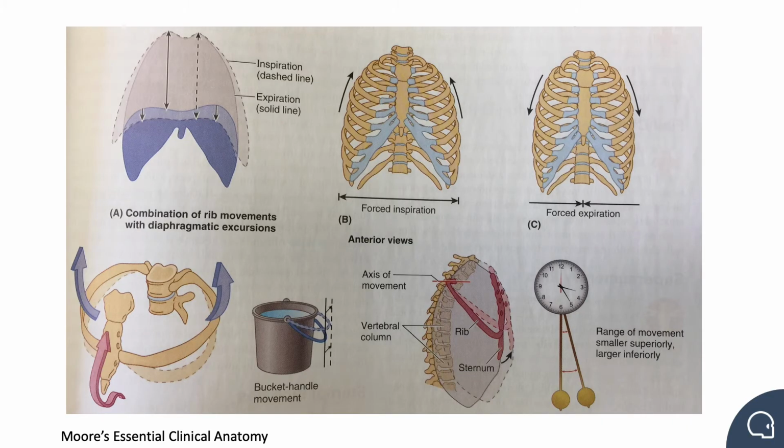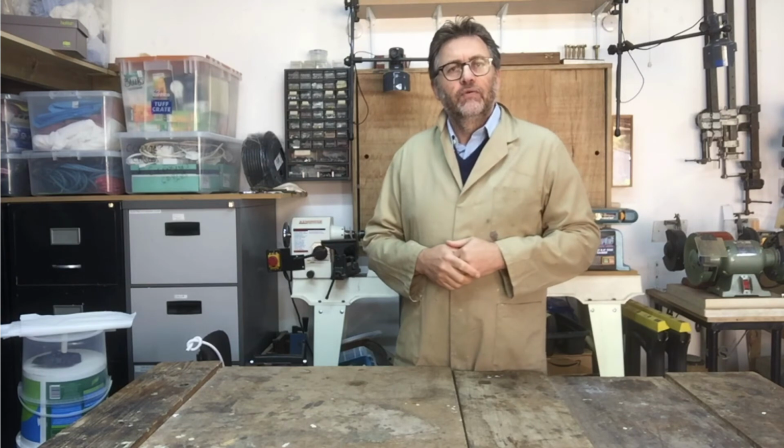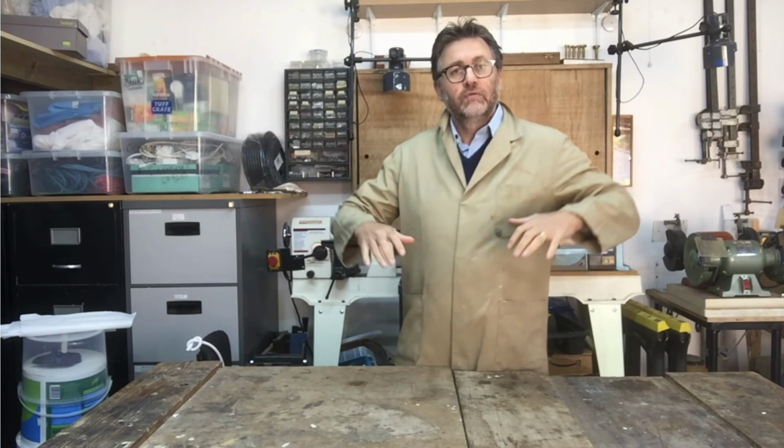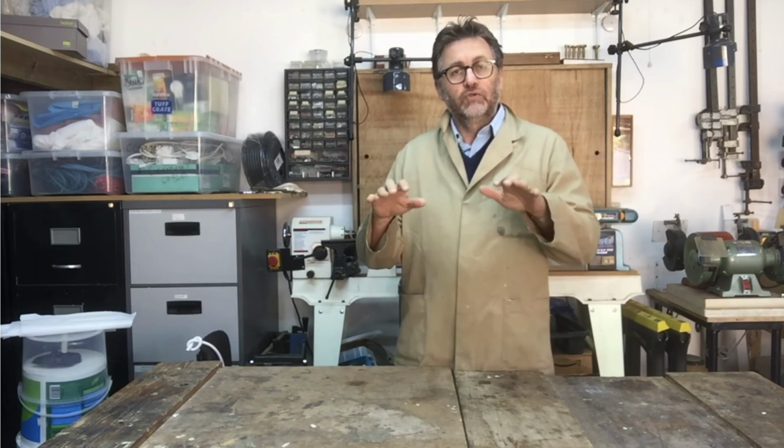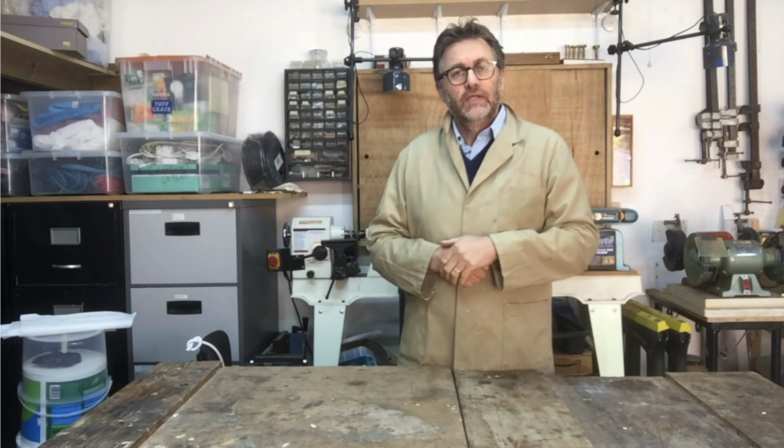So here are some of the classic diagrams we see in the books of the movements of the chest wall. And here's Moore's Essential Clinical Anatomy. Hopefully in the shed you understand these movements fully in 3 dimensions. So we've seen how the ribs move outwards and forwards. Let's have a look at the articulation of those.